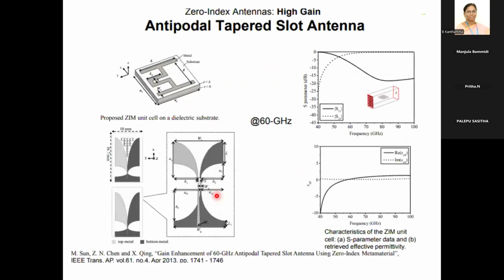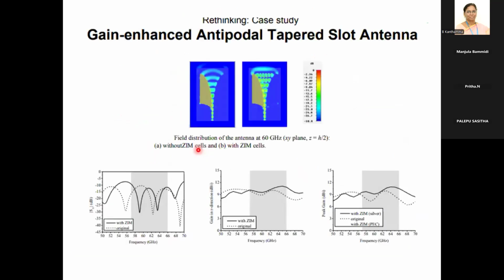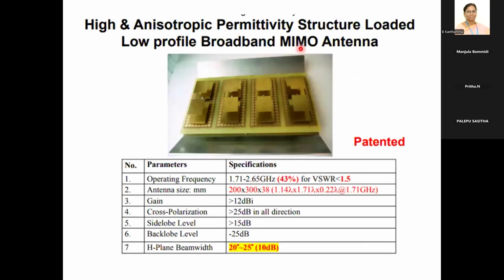The other one is the use of metamaterials in the case of Vivaldi antennas for the focusing effect. So here, this is not actually the negative material. You are going to place these and you are going to control the dielectric constant of the materials, by which you are going to have better focusing of the Vivaldi antenna, by which you can improve the gain. So this is how you are going to have the enhanced gain antipodal tapered slot antenna.